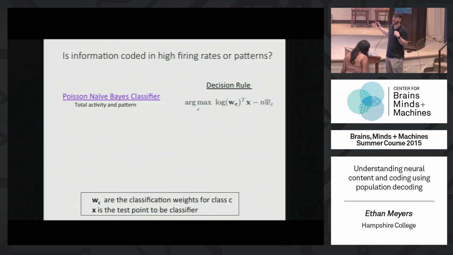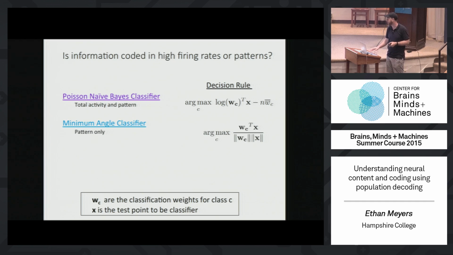So, in particular, in the face patches, we see that the firing rate increases to faces. But if the firing rate increases to all faces, you've lost dynamic range, and you can't really tell what's happening for individual faces, right? So what I wanted to know was how much information is coded by this overall shift versus patterns, okay? So what I did here was I used a Poisson naive Bayes classifier, which takes into account both the overall magnitude and also the patterns.